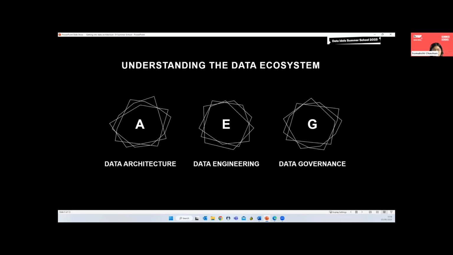So all in all, neither of these roles can work independently and bring success to the organization. All three roles collaborate with each other to establish a robust data management framework, which in turn enables an organization to make informed data-driven decisions while maintaining data integrity and security. I hope now we have a clear understanding of how data architecture is different from data engineering and governance.